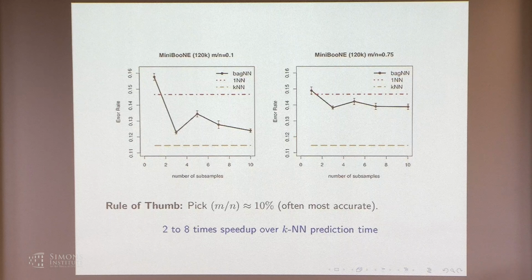In terms of speed up, we have huge speed ups, 2 to 8 times throughout, depending on which subsample size you are using. This is uniform subsampling, right? Yeah, it's not any kind of importance weighted. No, it's just uniform. Yeah.